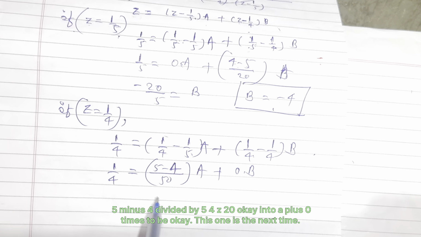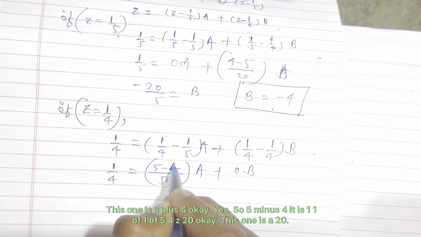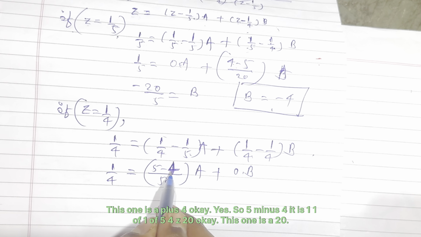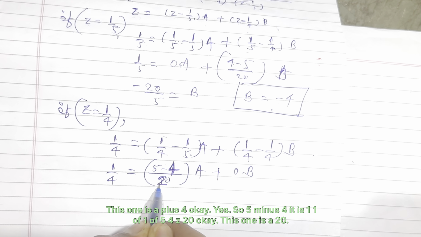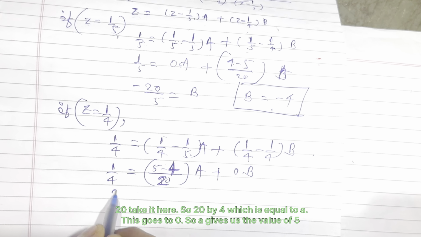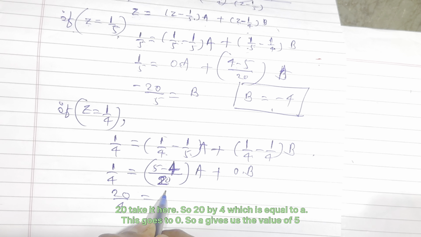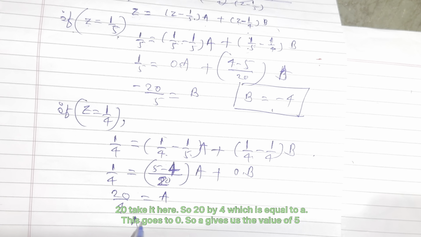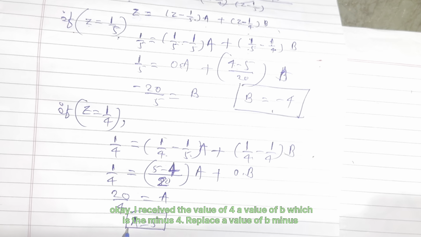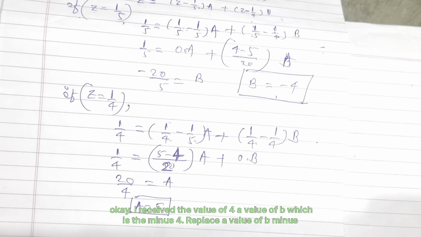So 5 minus 4 is 1, 1 upon 5 fours are 20. This one is 20. Take 20 here, so 20 by 4 is equal to a. This goes to 0, so a gives us the value 5. I received the value for a as 5, and the value for b as minus 4.